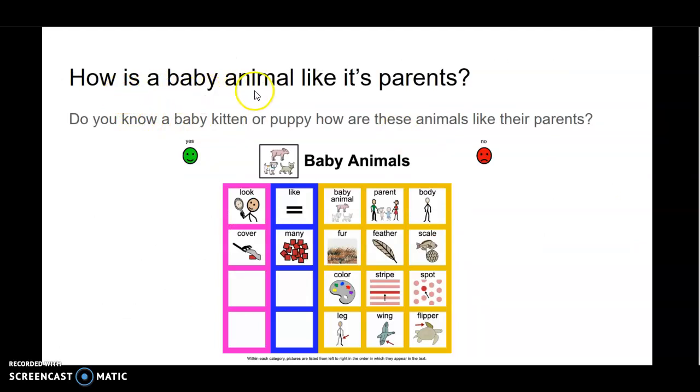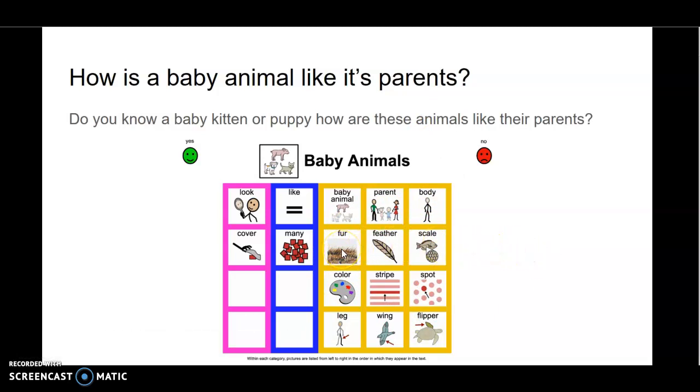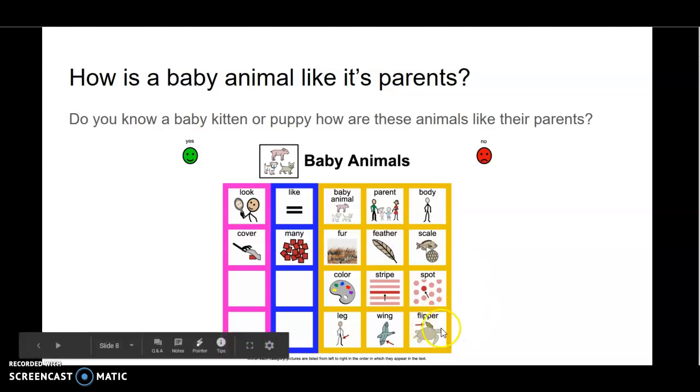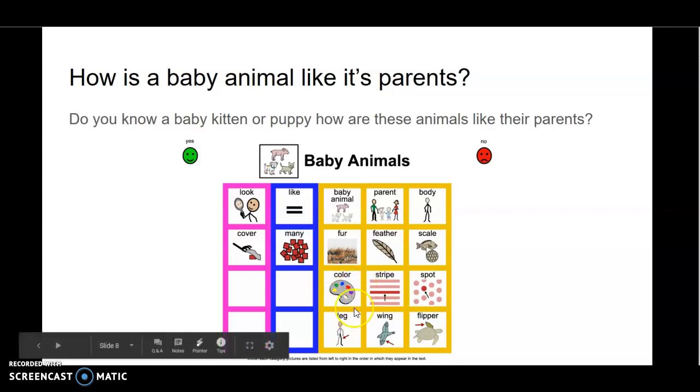How is a baby animal like its parents? Remember our learning goal? Can you tell me how a baby animal is like its parents? Can you point to something on here? Yes, a baby animal could have fur like its parents. It could have flippers like its parents. It could be the same color as its parents.